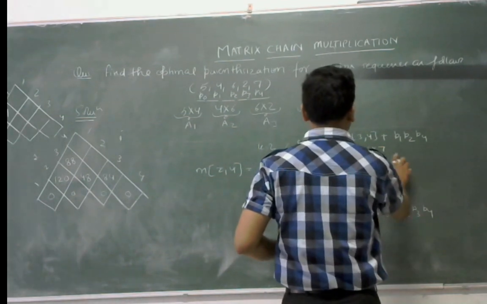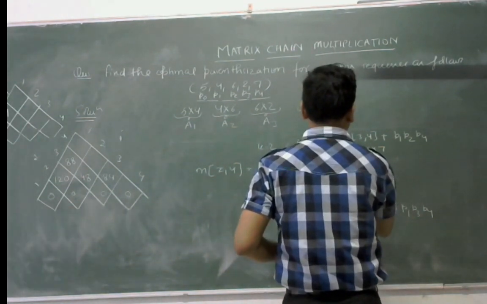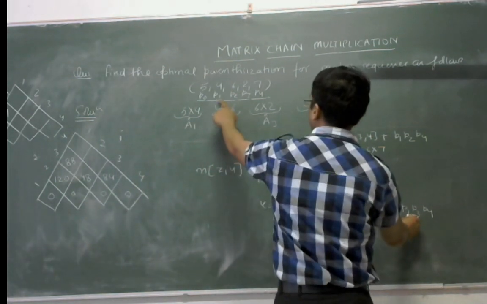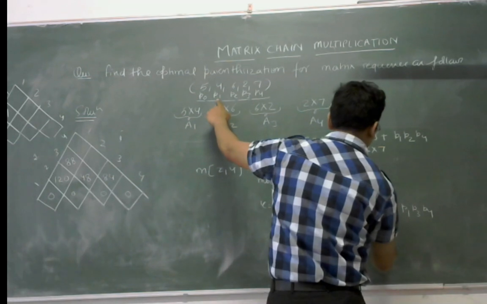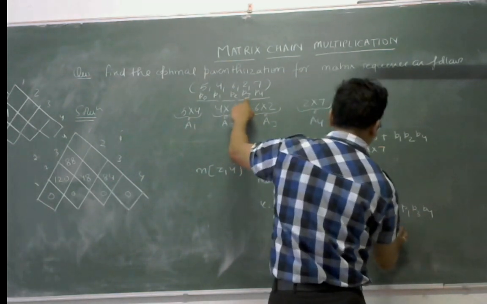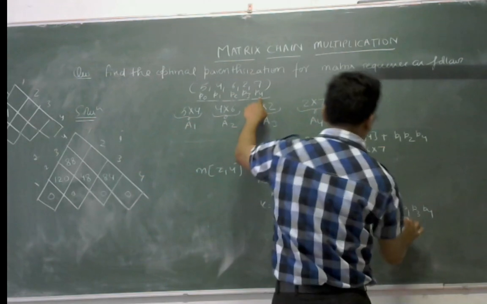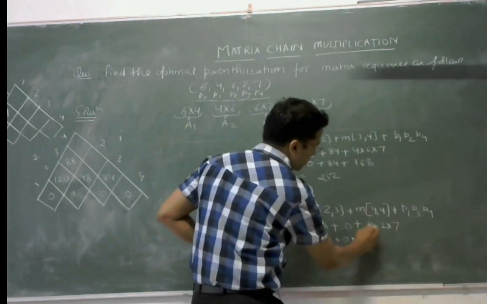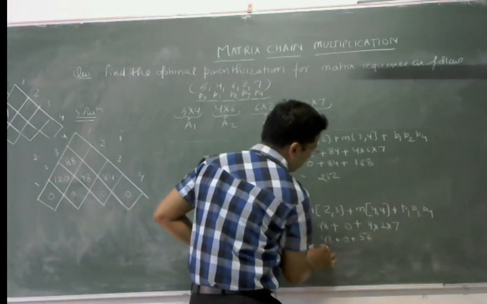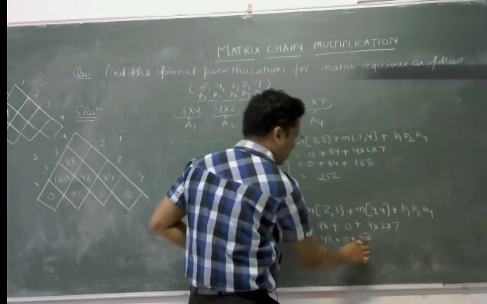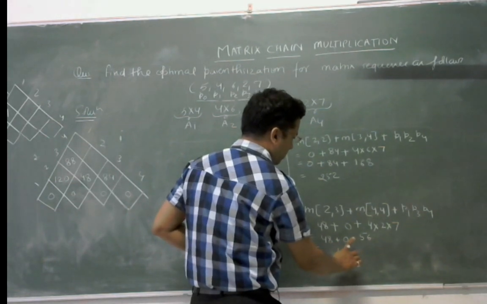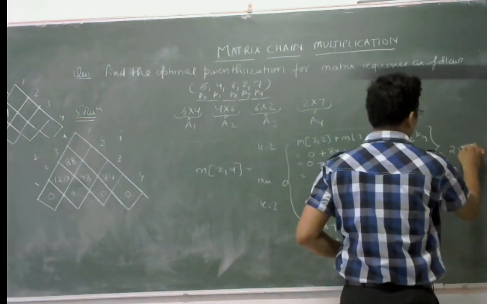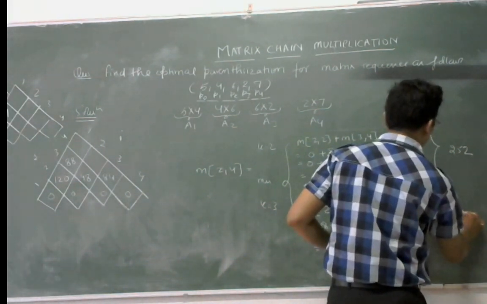Okay, right. And here P1 is equal to 4, P3 is equal to 2 and P4 is equal to 7. So this is equal to 48 plus 0 plus 56. So that's equal to 104. So this equals 252 and this equals 104.